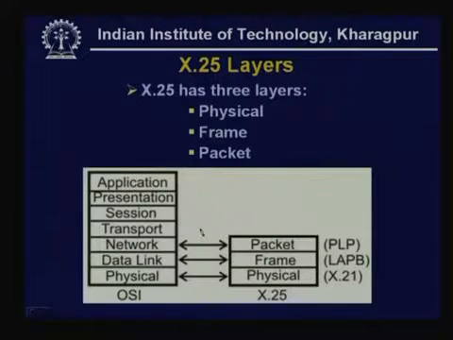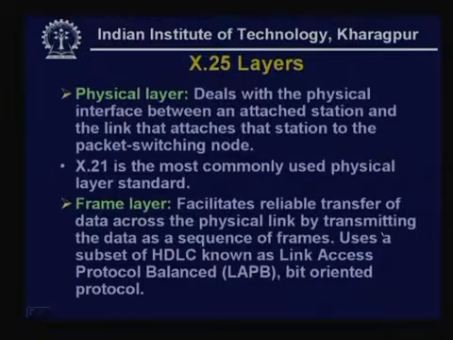It has three layers: physical, frame and packet layer. If you compare it with the OSI model, it essentially occupies the three lower layers: the physical, data link and network layer. The physical layer in X.25 is essentially X.21, for the frame layer it uses a subset of HDLC, which is known as LAPB. We have already mentioned it, and then the packet layer, PLP. These are the three layers. We shall consider the functions of these three layers in detail.